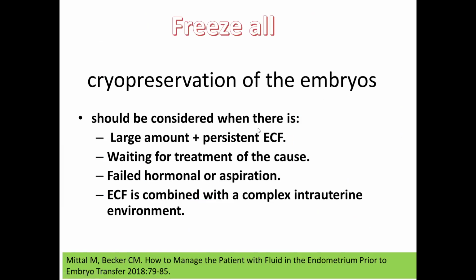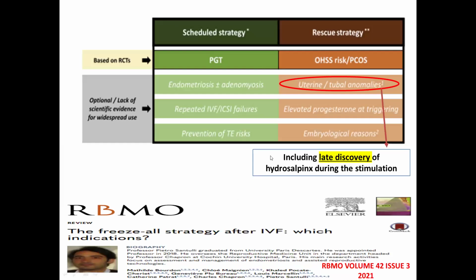And the last option for those patients is to do a freeze-all protocol, which means that you take the oocytes, fertilize them, and keep them in vitrification or cryopreservation. Why? To avoid transfer until you solve this problem. If you have a cause, you have to refer them to do the uterine niche management, hydrosalpinx management, and so on. And if it is a large amount and persistent and failed hormonal or aspiration therapy, and particularly if the fluid is combined with a complex intrauterine environment like polyp, mucus, submucous myoma, or otherwise.